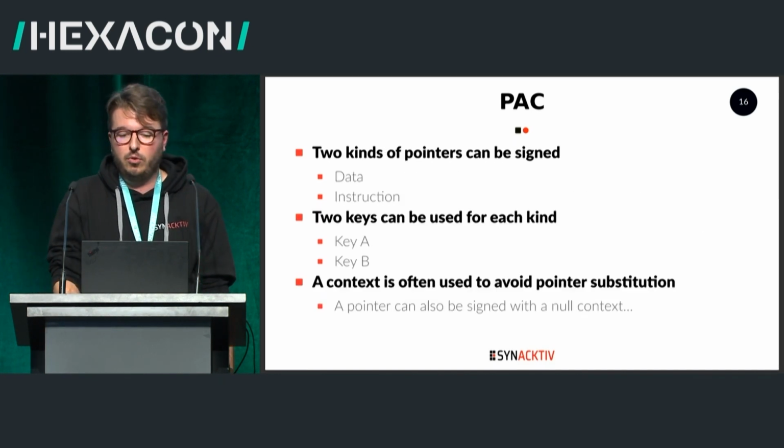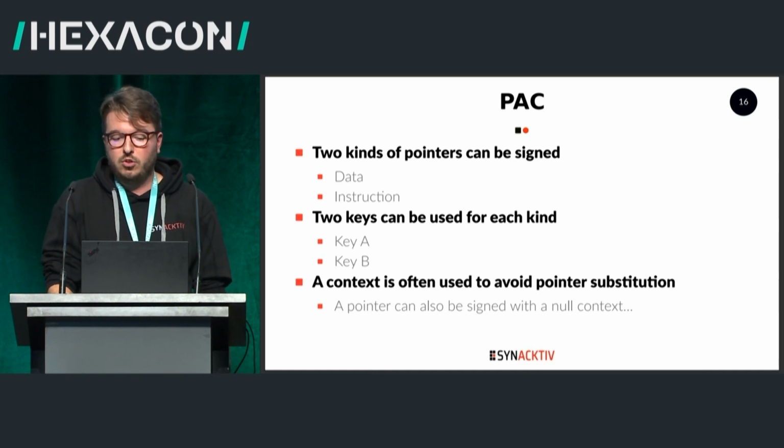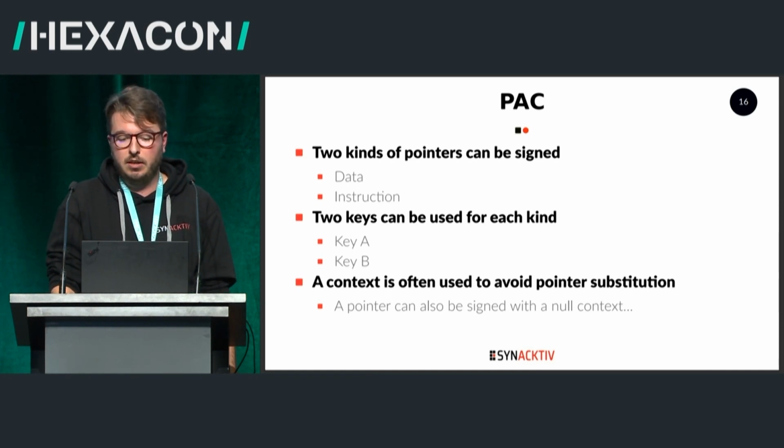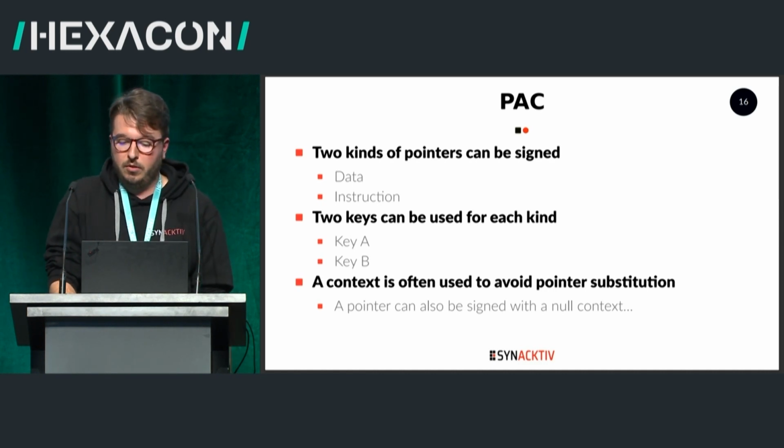Pac can be used to sign two kinds of pointers, the data and the instruction pointers. And for each kind of pointer, two keys can be used, the A and the B key. And oftentimes, a context is also used to avoid pointer substitution. But also, sometimes a null context can be used. We will see later why it is important.